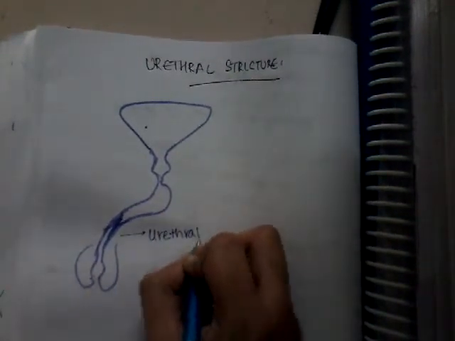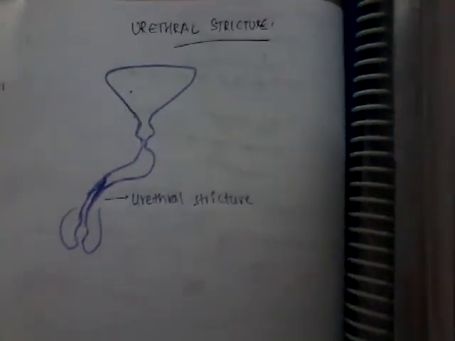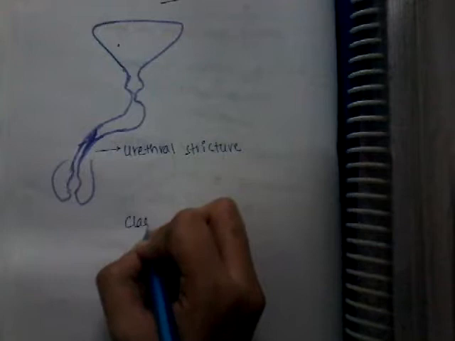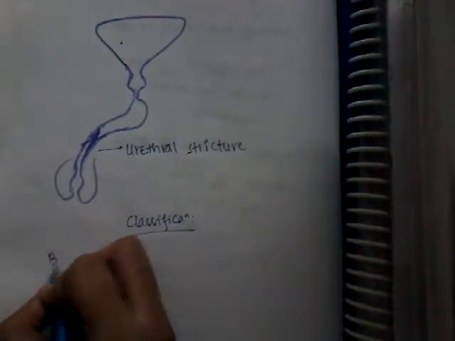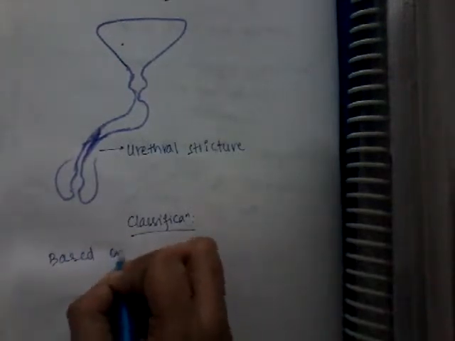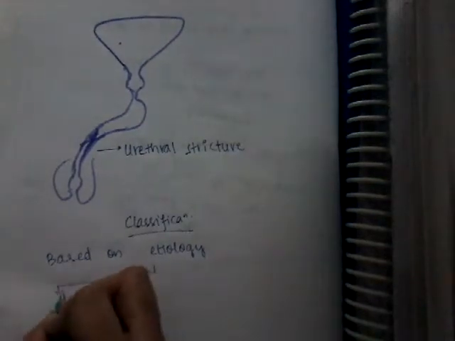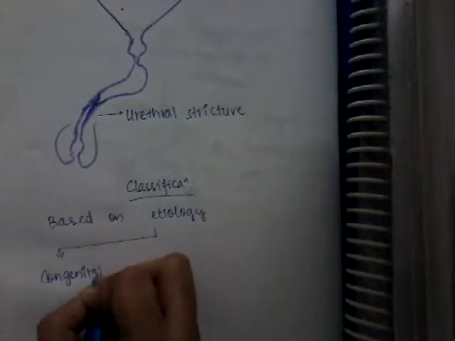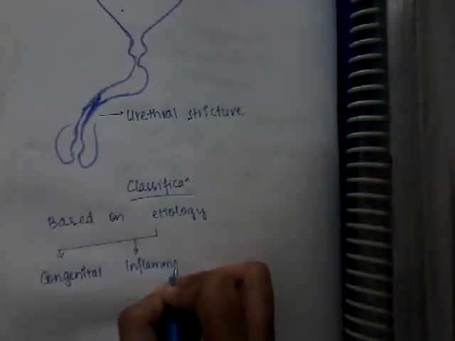So, there are many classifications for this urethral stricture. Let us learn one by one clearly. First, classification based on etiology. Number 1, congenital, which occurs since birth. Inflammatory, which is due to some infections.